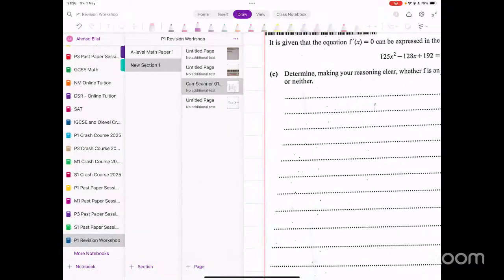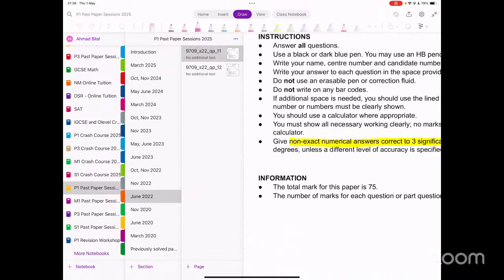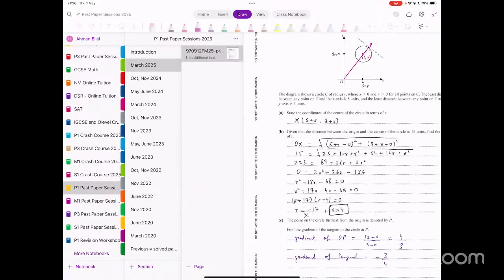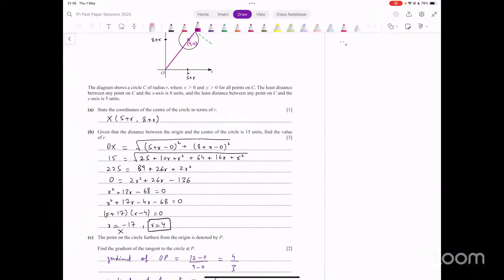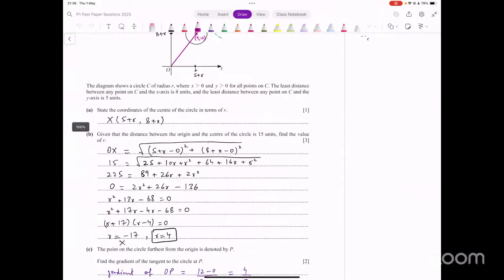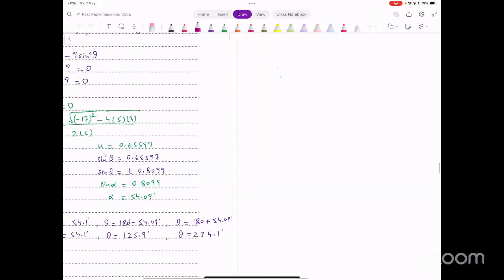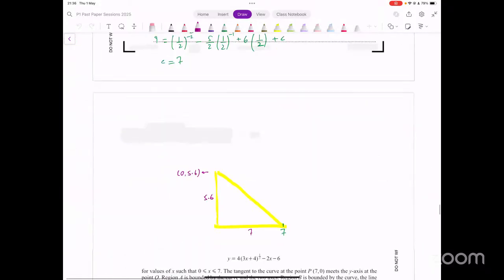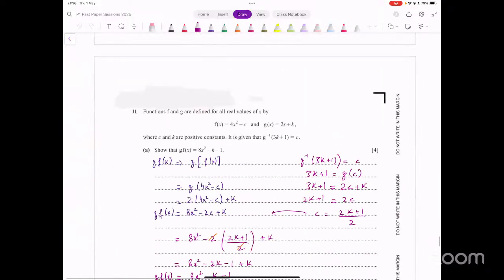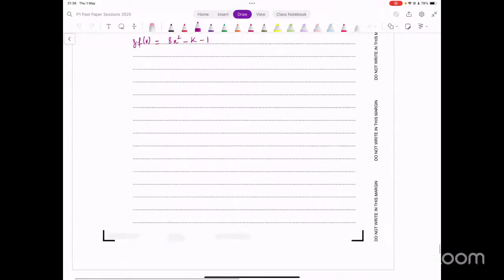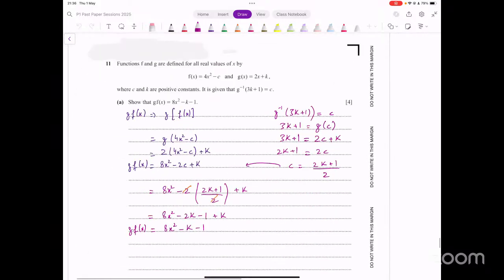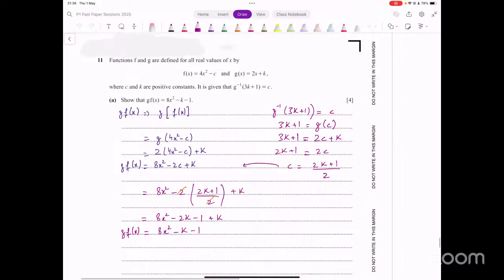Let me go to that paper quickly. March 25. This is P1. March 2025. This paper. And we have question number 11 from this. Oh no, that's a different question. Okay, we'll do that first, and then we'll come to this.